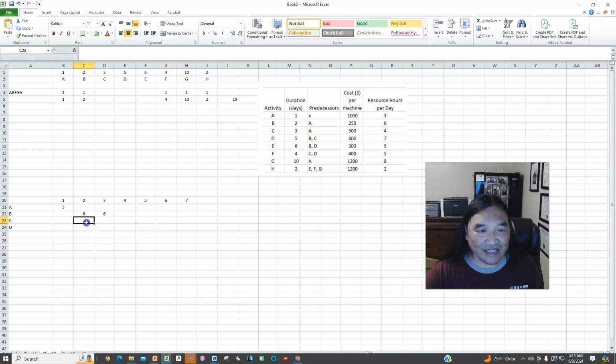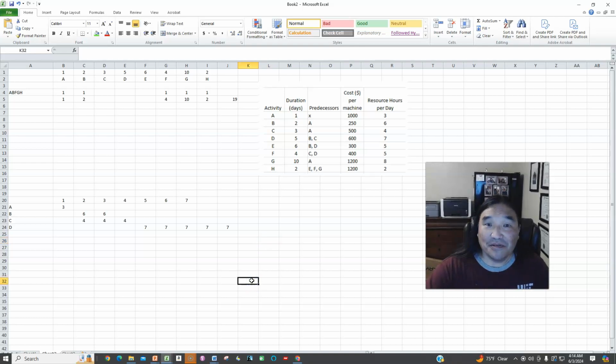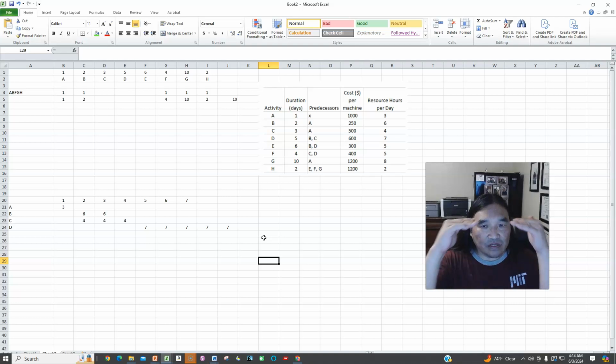C has 3 days and the resource hours that it uses is 4. So 4, 4, 4. Now D can't start until B and C are both done. So it's precedences. D can't start until day 5. It's 7 hours a day for 5 days. So it's 7, 7, 7, 7, 7. That's how you do a resource diagram. It's not difficult. And you can actually do a resource diagram off of a network diagram also. You just have to maintain your discipline. Just take it one step at a time. What comes before, what goes after.